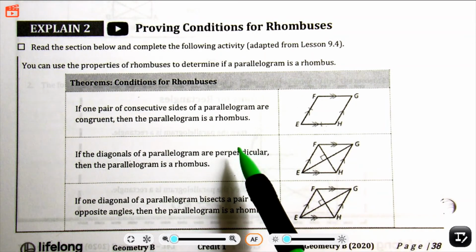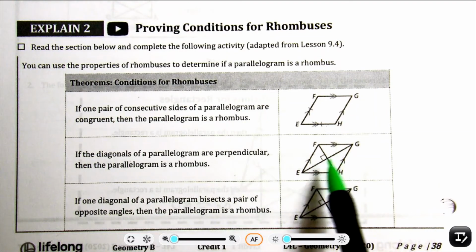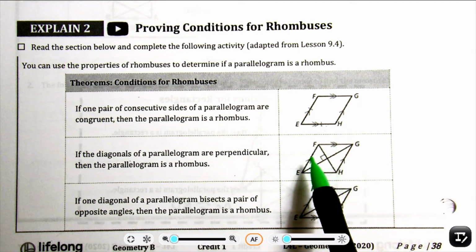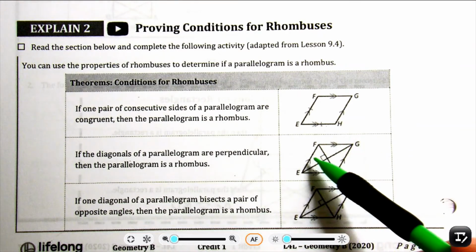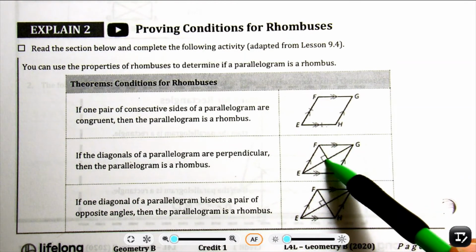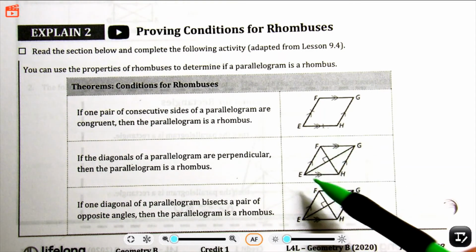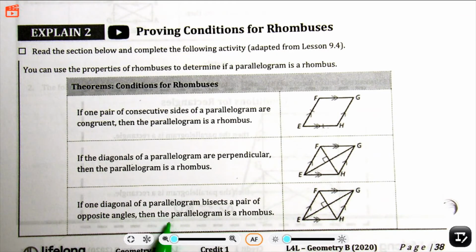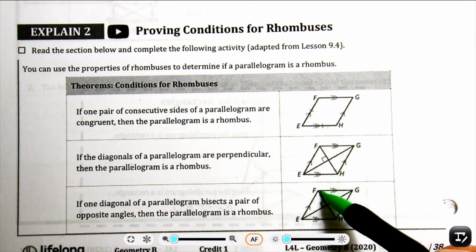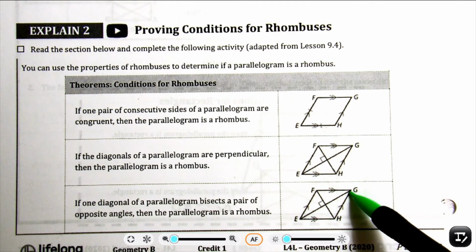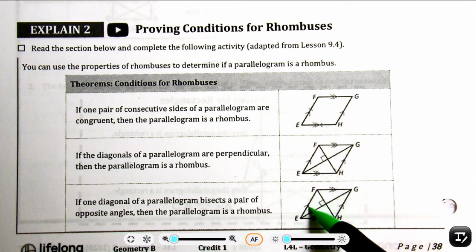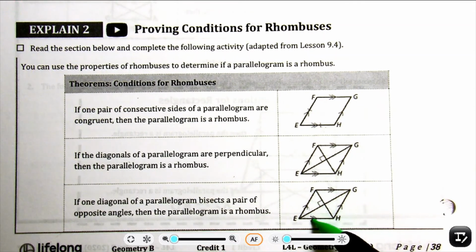Next, if the diagonals of a parallelogram are perpendicular. What that means is if the diagonals form a right angle, that means that this is a rhombus. And last, if one diagonal of a parallelogram bisects a pair of opposite angles, then the parallelogram is a rhombus. This last one talks about a diagonal. So let's say we have diagonal EG. If it bisects an angle in half, then that proves that this is a rhombus.